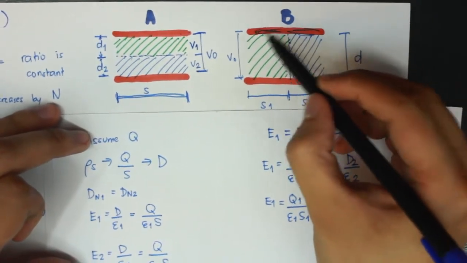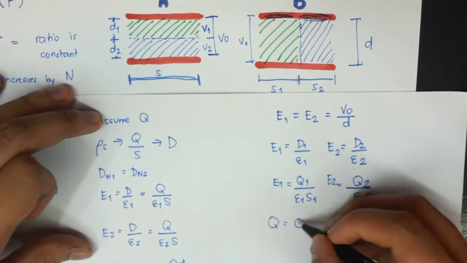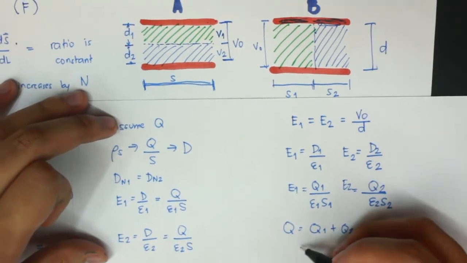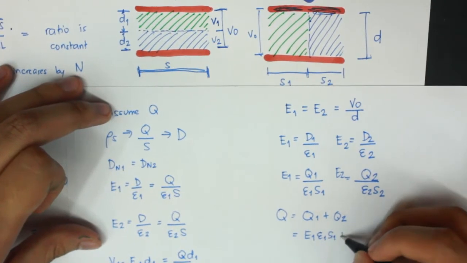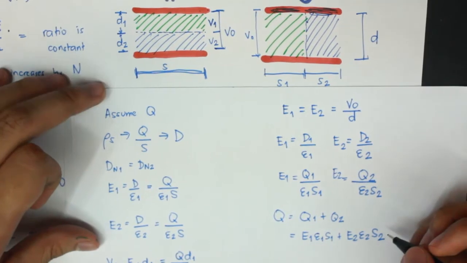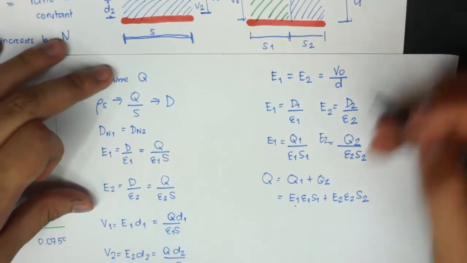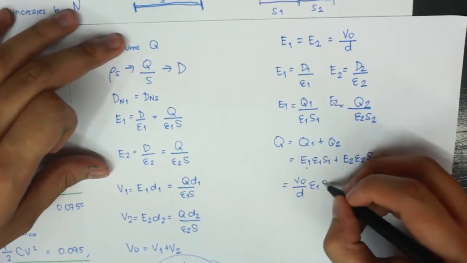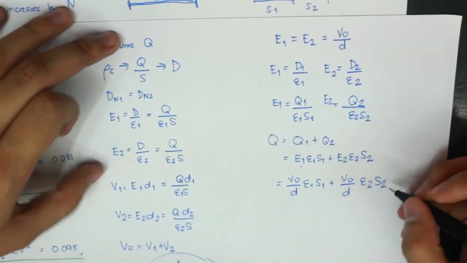And since nag-assume ako ng charge na Q1 dito and charge na Q2 dito, the total charge hence is Q1 plus Q2. Given this formula, that's epsilon 1, electric field 1, S1 plus epsilon 2, electric field 2, S2. Then, alam ko electric field 1 tsaka electric field 2 equal lang sa V0 over D. Hence, this is V0 over D, epsilon 1, S1 plus V0 over D, epsilon 2, S2.